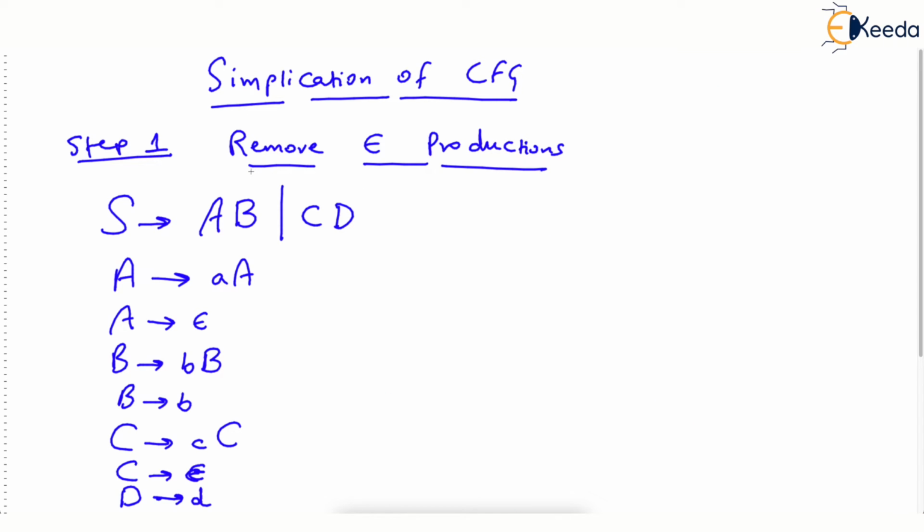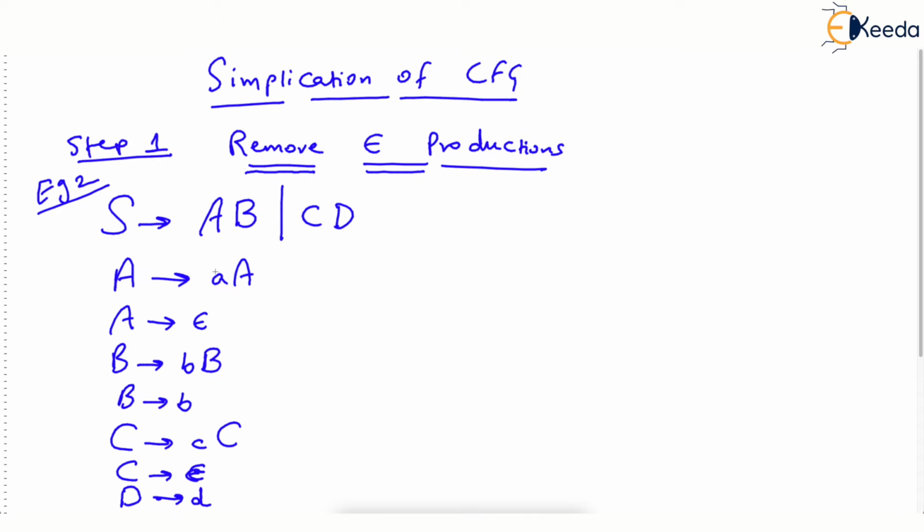Now in the previous video we saw how to remove epsilon productions. Let's see one more example, example number 2. Now this grammar has been given where we are asked to remove epsilon productions. For that we will have to first of all find out nullable non-terminals.